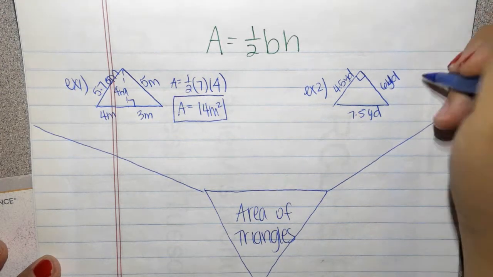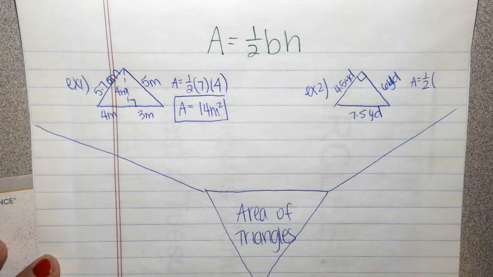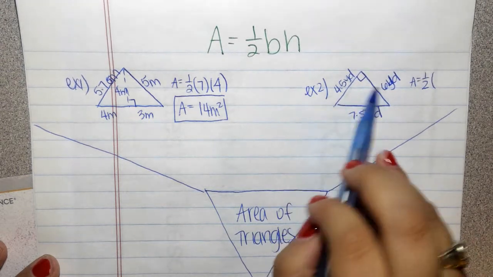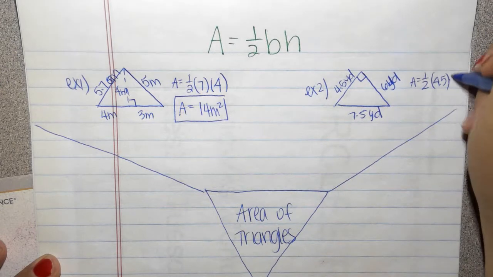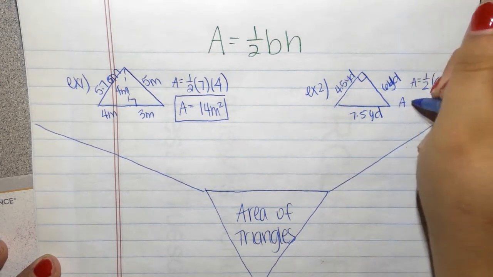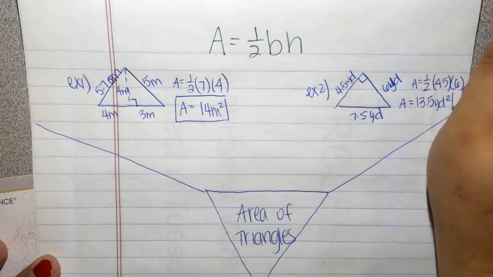Okay, again, area is 1/2. What's my base here? Now I know 7.5 is on the bottom, but remember, base and height need the right angle. So your base is going to be 4.5 and your height is 6. I could flop them around, that's not a big issue. And that gives me 13.5 yards squared.